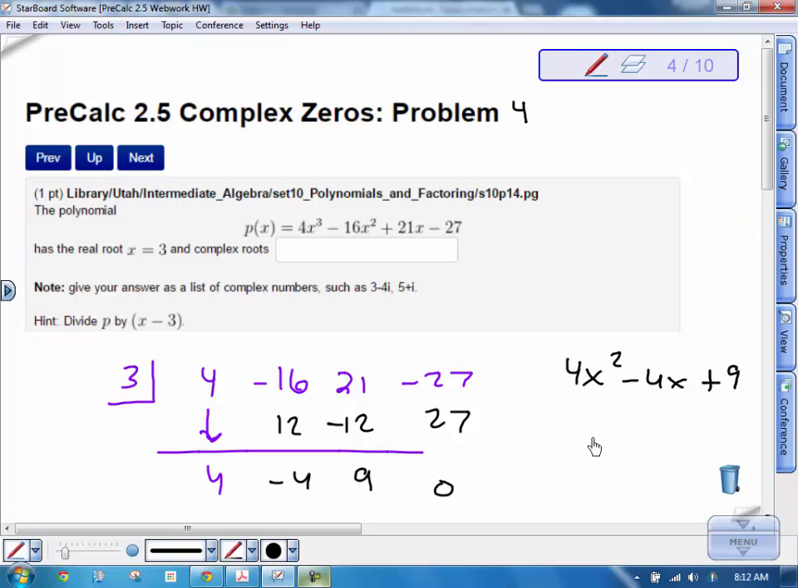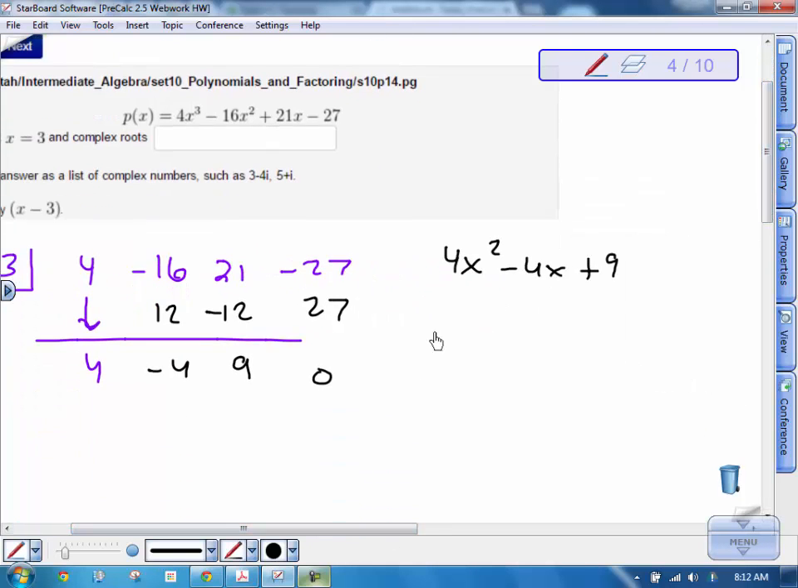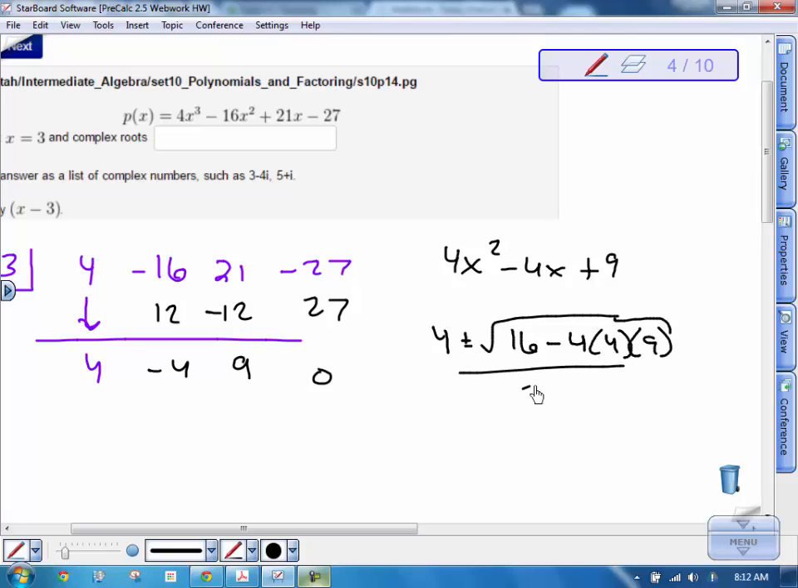Okay, there's two other zeros that come from that. They're complex, and in order to find them, I'm going to have to use the quadratic formula. Opposite of b plus or minus the square root of b squared minus 4 times a times c, all over 2 times a. All right, this simplifies to the square root of a negative 128.